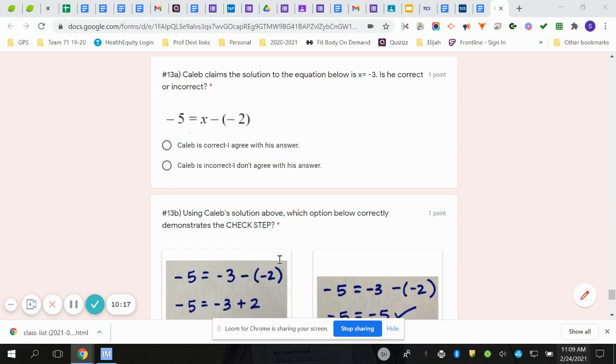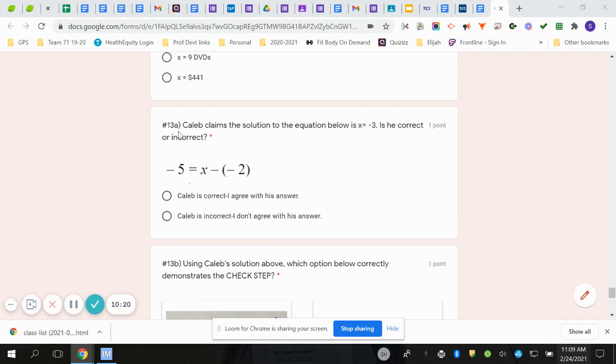All right, we're almost done. 13A, Caleb claims the solution to the equation below is x equals -3. Is he correct or incorrect? Okay, you're asking yourself, well, how do I solve this? We just gave you the value for x. It is -3. So you would substitute that in for x, and you would tell me if these two sides balance or equal each other.